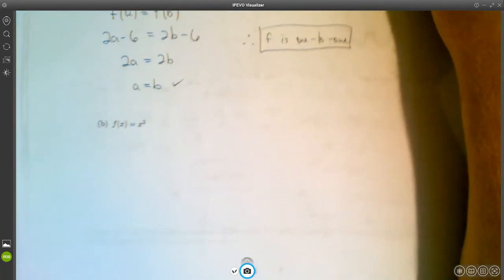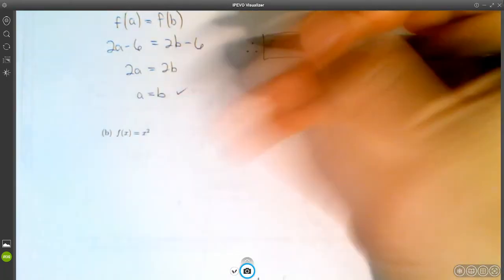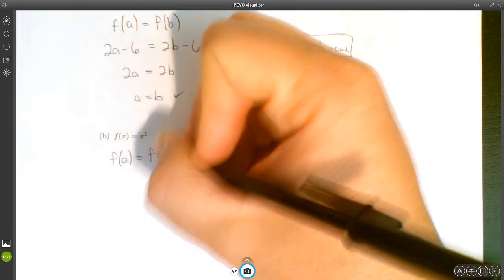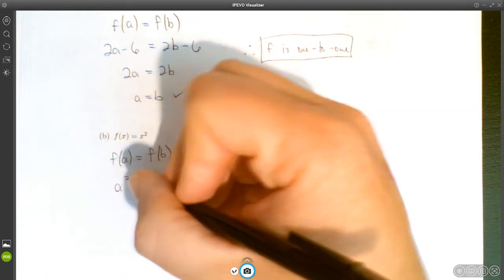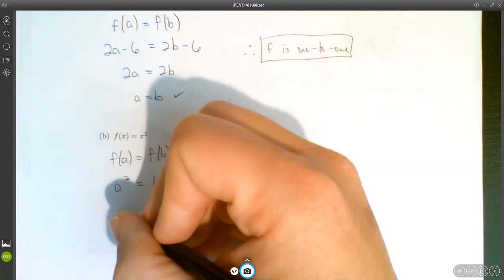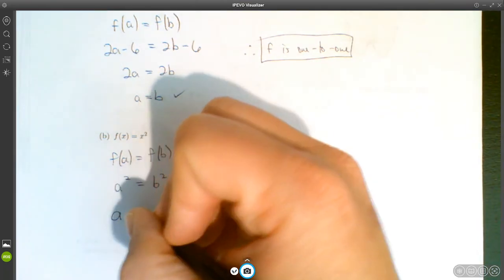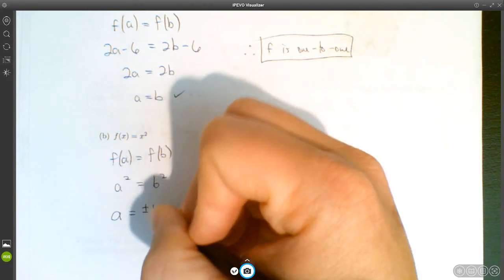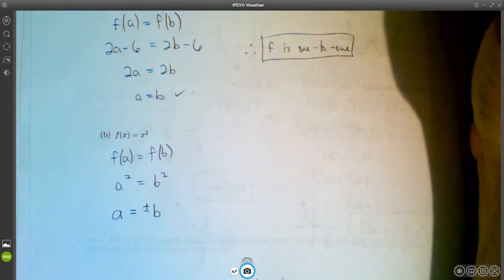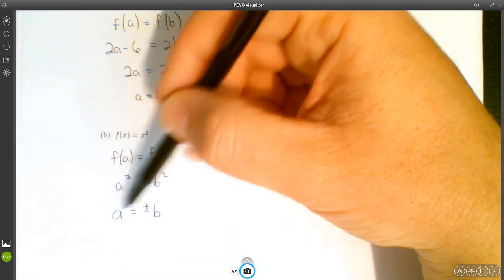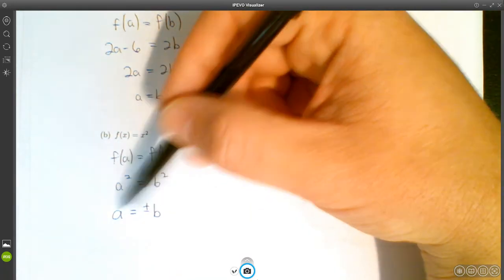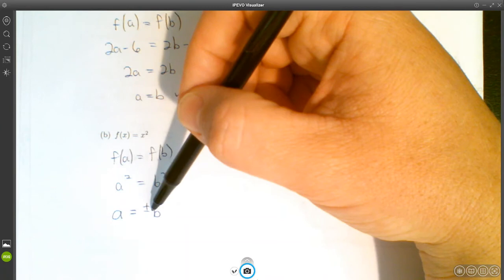Now let's do this for f of x equals x squared, right? To show that f of x equals x squared is one-to-one, we would start off by assuming that f of a equals f of b. That would imply that a squared equals b squared. And if that's the case, I can take the square root of both sides. But remember, when you take the square root of both sides of an equation, you have to have a plus or minus, right? So I know that a equals plus or minus b. Okay, so that's interesting, right? So I cannot conclude that a is the same thing as b. They might not be the same thing. They might be negative.